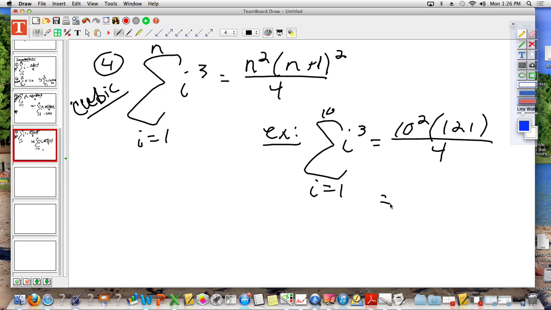So I should have just written 100 here, not 10 squared. So it should be 100 times 121, which would be 12,100. Divide that by 4, and you get 3,025. Yep. We agree?